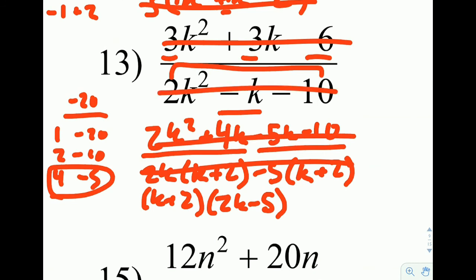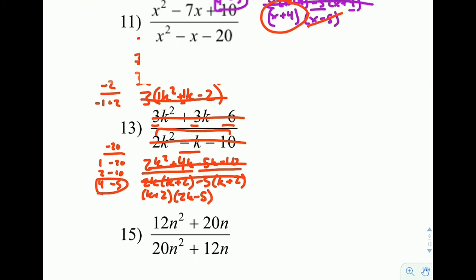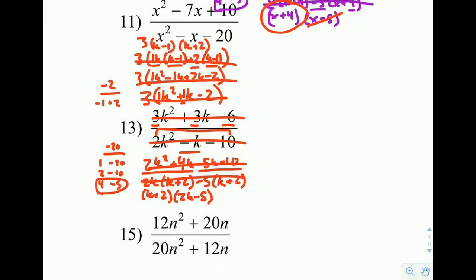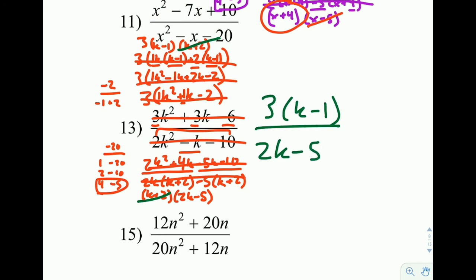So cross out my earlier steps, and when I zoom out to see the whole big problem, I see that on the very top I've got a k plus 2 and a k plus 2 that cancel. Otherwise everything else sticks around. So I've got a 3, k minus 1 out here. I've got a 2k minus 5 as an entire group on the bottom. So this right here would be your final answer.